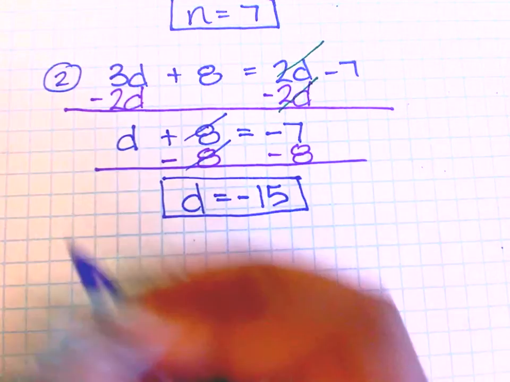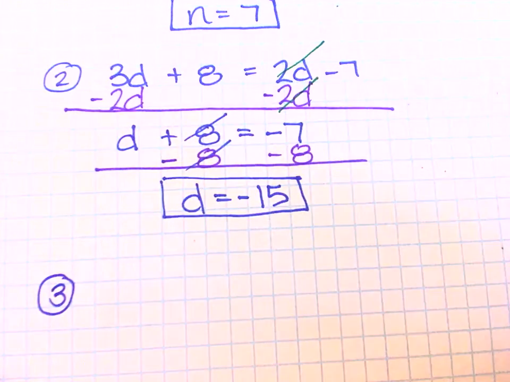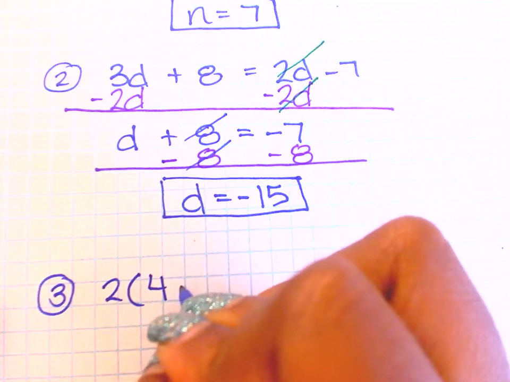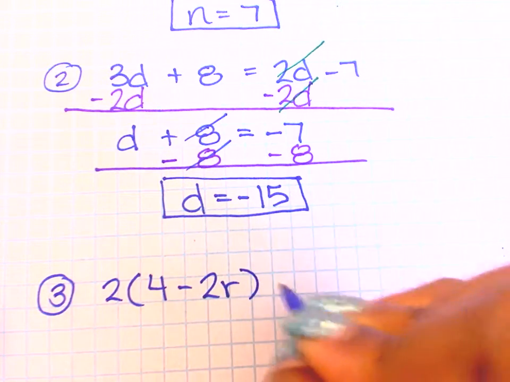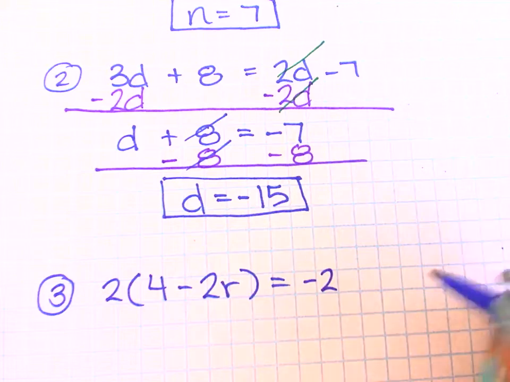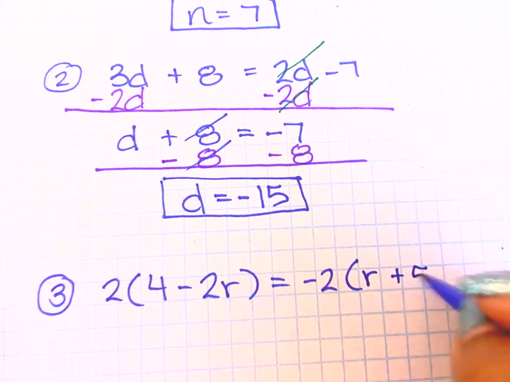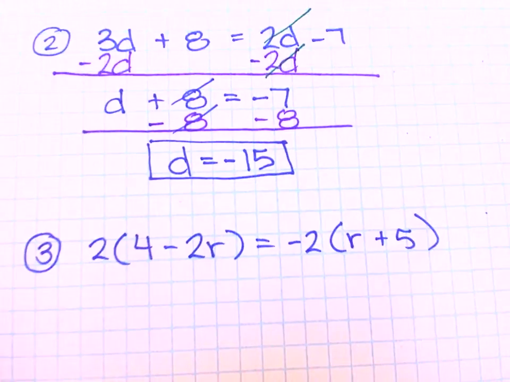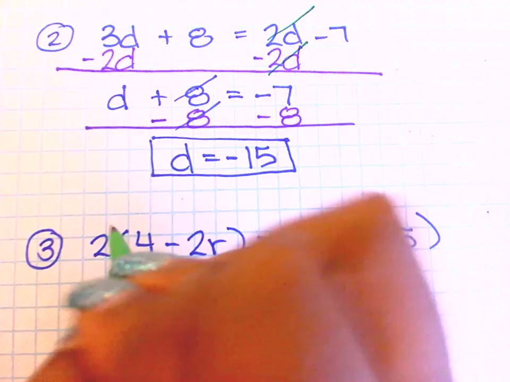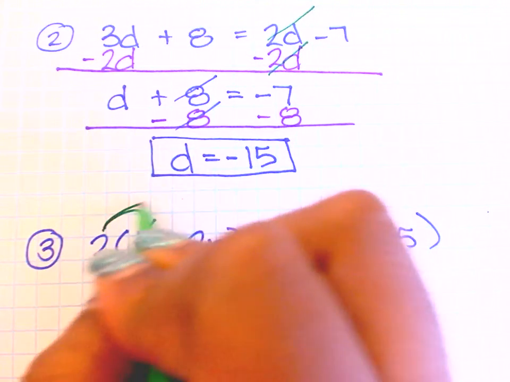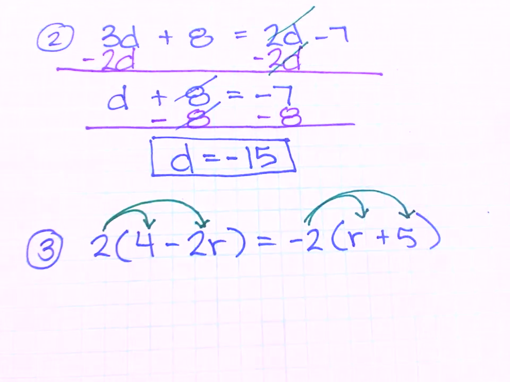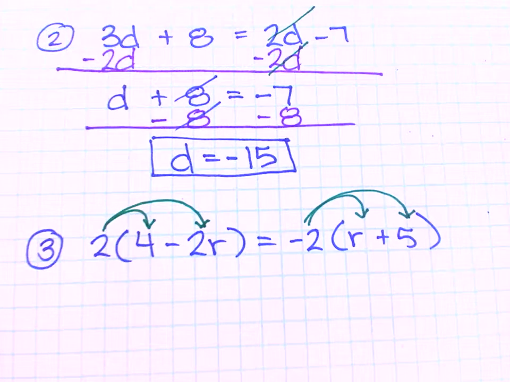Number 3. Now this one is when you start getting into distributive. Okay? 2 times the quantity of 4 minus 2r equals -2, we got to distribute the negative sign, r plus 5. Now I already know I'm going to have to distribute. I'm going to have to simplify each side by distributing the number that's outside of the parentheses. That's how I'm going to simplify, because that's step 1, simplify both sides.